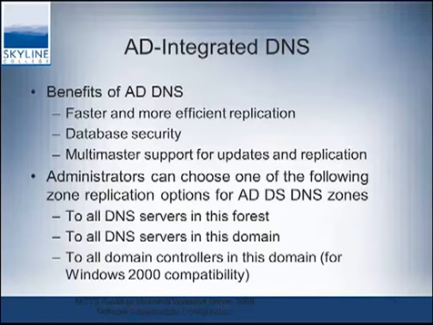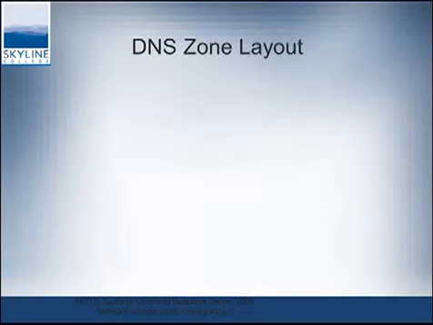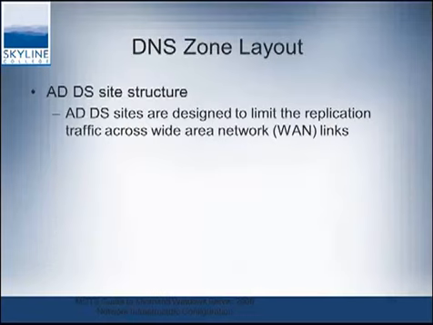You can choose one of the following zone replication options: all DNS servers in the forest, all DNS servers in this domain. This is who you want the information sent to. You, as the administrator, can configure that when you add a zone. Where do we want it to go? Designed to go across wide area network links, slower links.